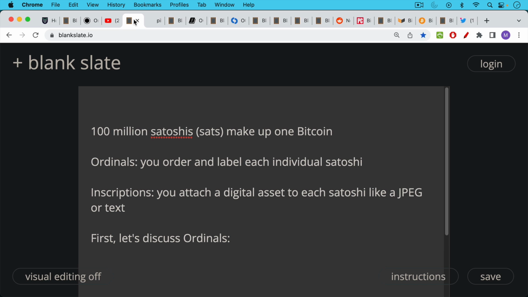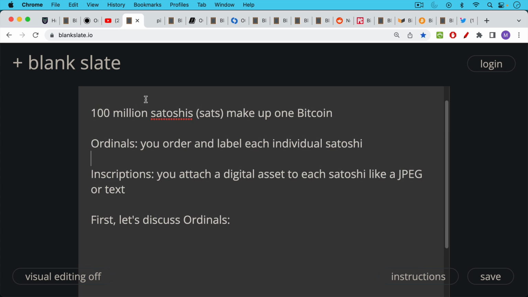First, a reminder that one Bitcoin is made up of 100 million satoshis or sats. It's actually sats that are the native token to Bitcoin, and we aggregate them to talk about a single Bitcoin, but it's actually sats that exist on the blockchain and in the protocol. And ordinals are basically where you order, hence the name ordinals, you order and label each individual sat or satoshi. Inscriptions are where you attach a digital asset to each satoshi, like a JPEG or text, and this is one way of bringing quote-unquote NFTs to Bitcoin.